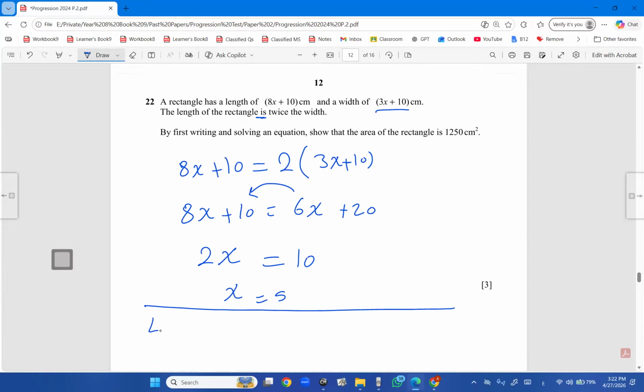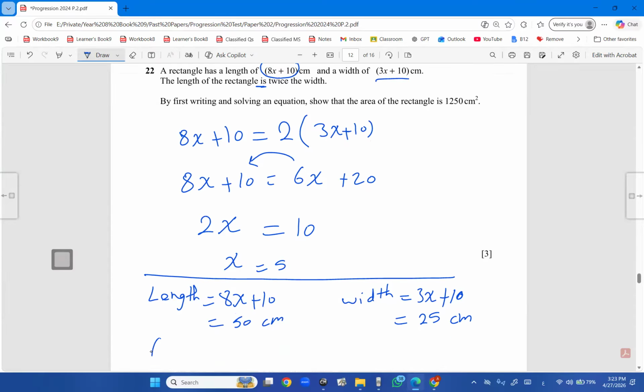What is the length? They told you that the length is 8x plus 10. We know now that x is 5, so 8 times 5 is 40. 40 plus 10 is 50 centimeters. And what about the width? They told you that the width is 3x plus 10. The x is 5. 3 times 5 is 15. 15 plus 10 is 25 centimeters. So what is the area? Area equals length times width. And then you're going to find that it is exactly 1,250 centimeters squared.